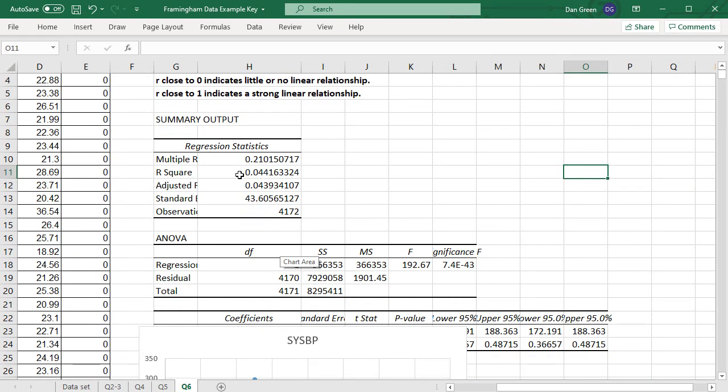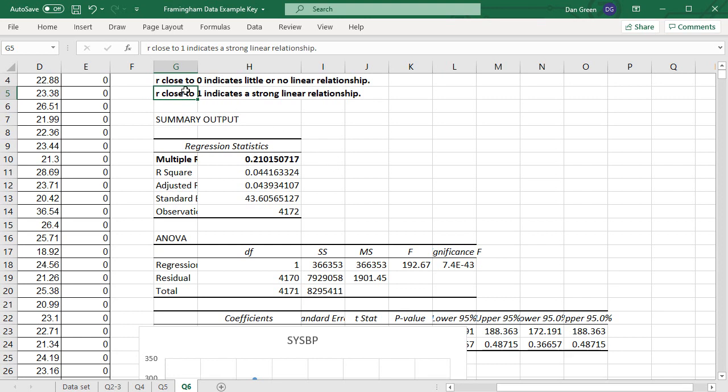So the first thing we're going to look at here is this multiple R. So the multiple R is called the coefficient of correlation, and it tells how strong the linear relationship is. So if your R value here is close to 0, it indicates little or no linear relationship. So that would be like 0.1, 0.2, 0.3. If R is close to 1, like 0.8, 0.9, then it's a very strong linear relationship. So we see our R value is close to 0, 0.21.